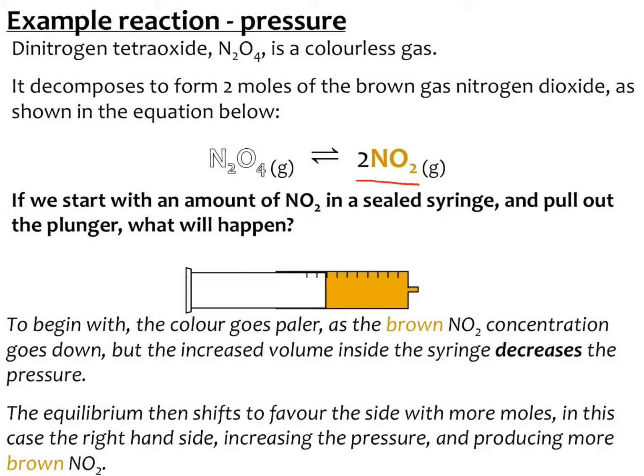Have a think about what would happen if we push the plunger back in. If we were to push the plunger back in, then to begin with, it would go darker as the concentration of NO2 would increase and we'd have more brown gas close together, so the colour would be darker. But as we do push the plunger in, we're going to be increasing the pressure. And so what would happen is we'd have the equilibrium shifting over to the left-hand side, so it would end up being a paler gas at the end.